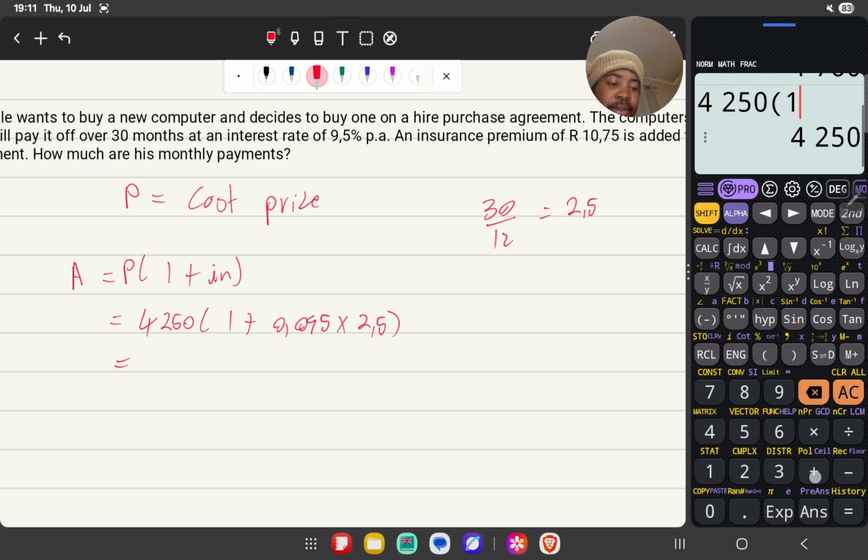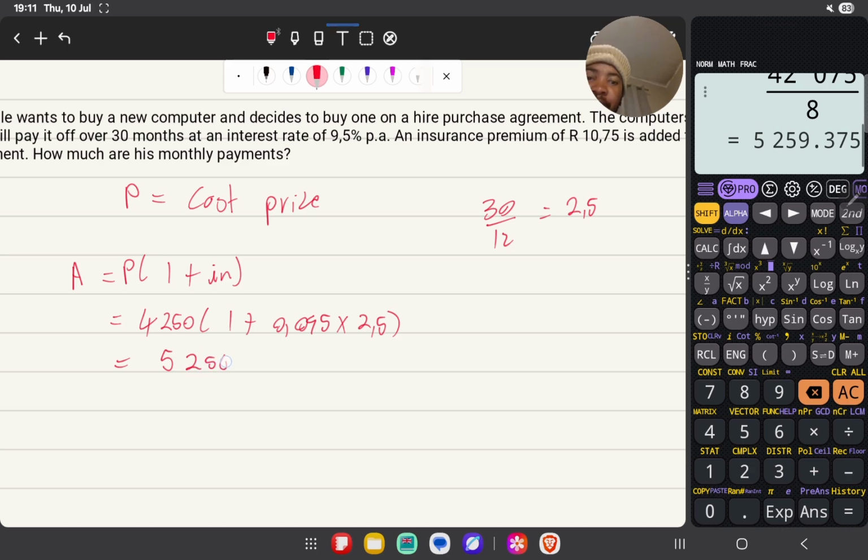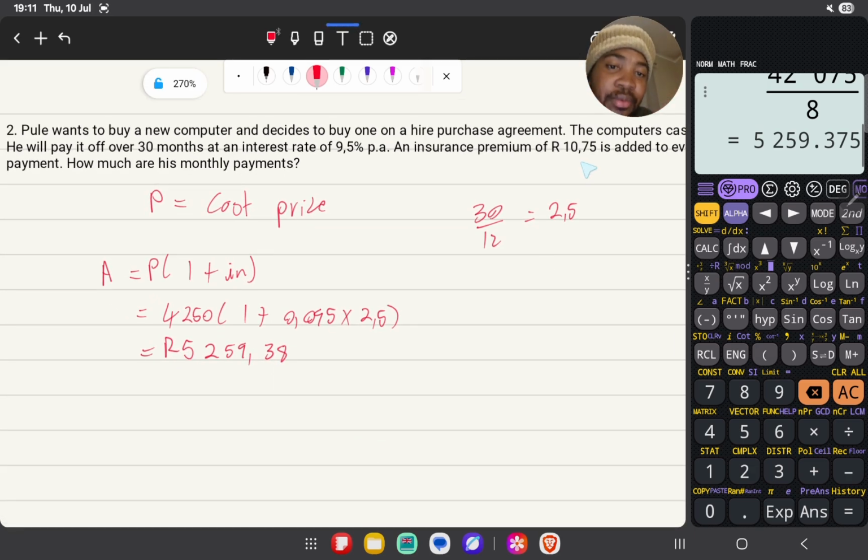4,250, 0.95 times 2.5, 0.012, yes, and 5. Cool, close bracket. Sure. We get 5,259.38 rands. So remember, there's information about the insurance premium. We're going to get to it.